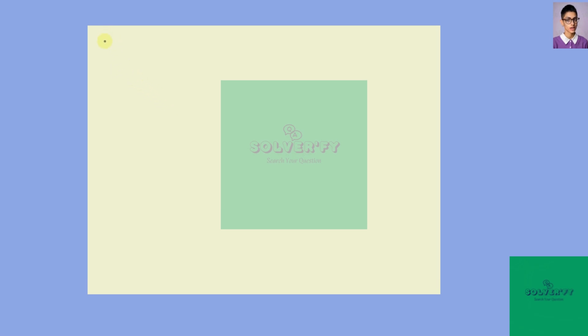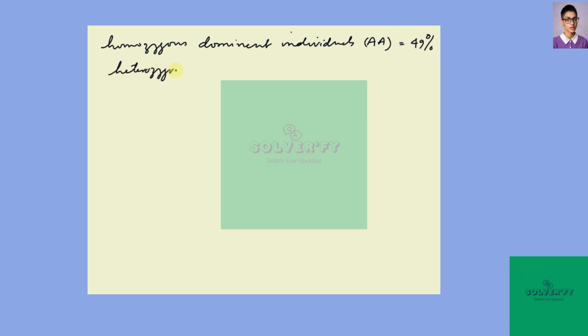Hello students, the question says that in a population, homozygous dominant individuals, which are represented as AA, make up 49% of the population, while the heterozygous, which is represented as Aa, form 42%, and the homozygous recessive individual, represented as aa, forms 9%.